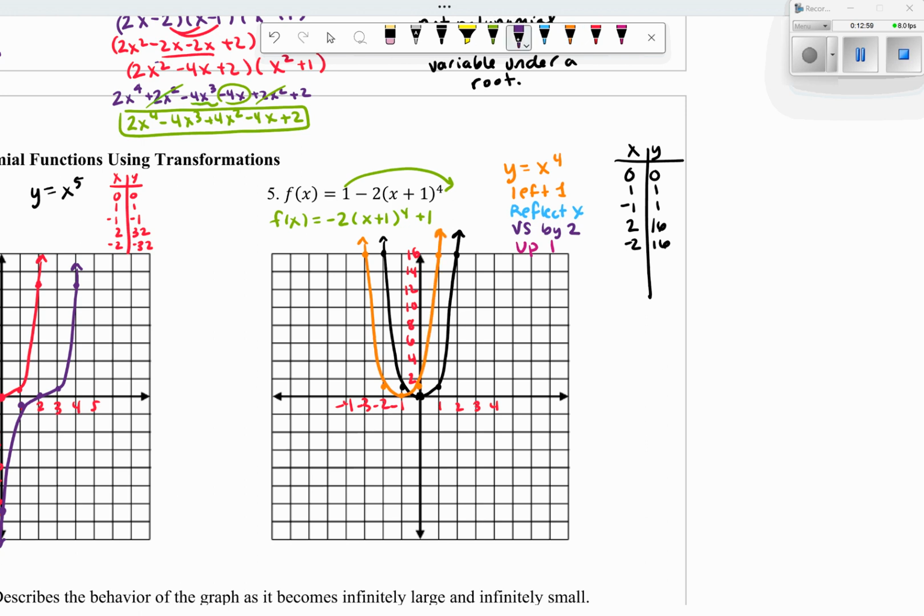And then we want a vertical stretch by 2. So remember, that means we're going to multiply our y values by 2. Or actually, let's do that. Sorry, the reflection across the x-axis first, and then we'll multiply. So reflect across the x-axis.